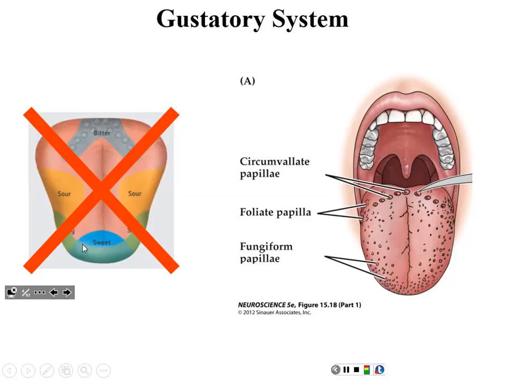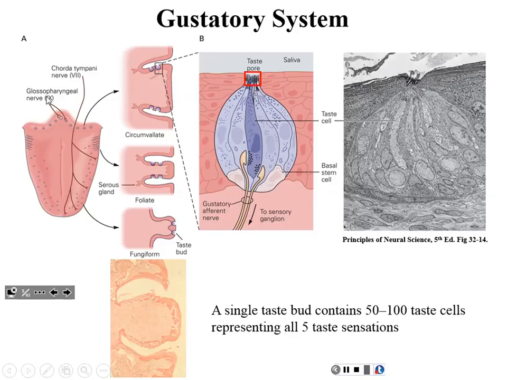What we have in the tongue are different types of papilla. Circumvallate papilla are in the back, foliate towards the side, and fungiform papilla in the tip, on the most anterior part of the tongue. The circumvallate are innervated by the cranial nerve number 9, the glossopharyngeal nerve, while the other 2, the foliate and the fungiform, are innervated by the chorda tympani, the 7th cranial nerve.